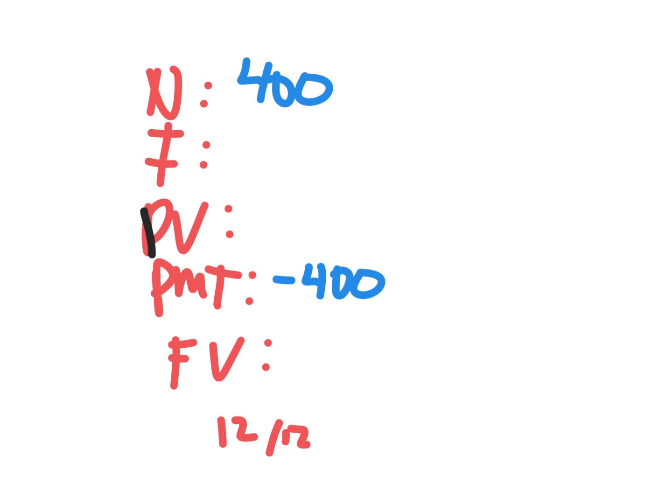Now, the PV is the present value. If you're saving up all this money, do you presently have any money? No, that's a zero. And interest is like how much money you're going to make on your investments.